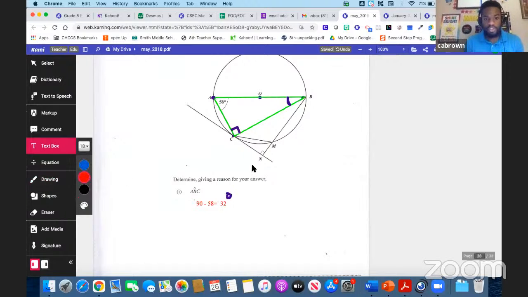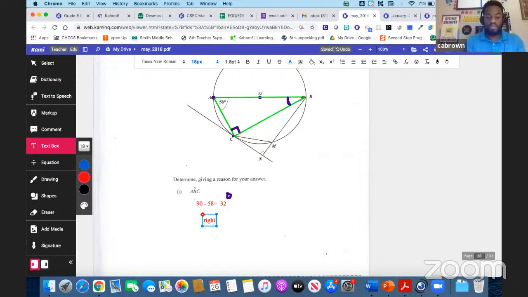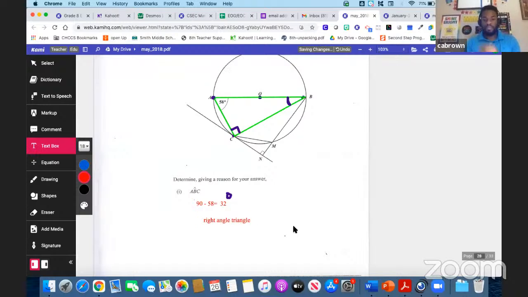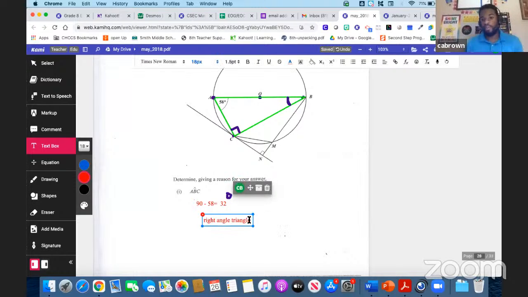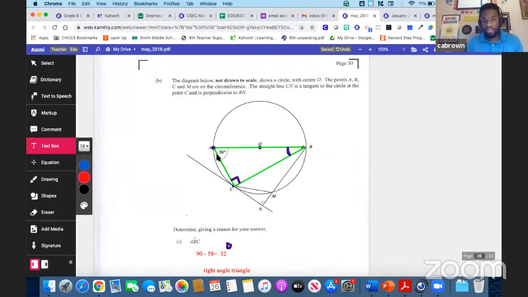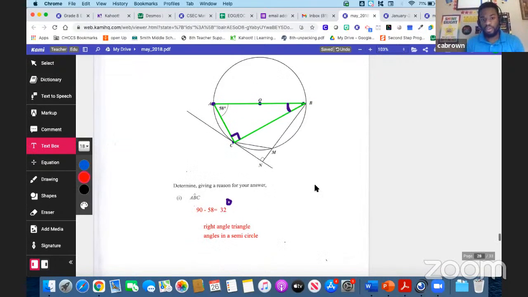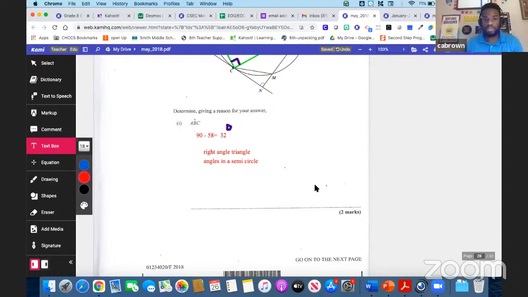And the reason we know it's 32, remember you asked for a reason, is because this is a right angle triangle. We're doing circle theorem, so you could say angles in a semicircle form a right triangle. And the reason why I knew it was a right triangle right away is because this information right here, AOB, is the diameter. It cuts the circle in half into a semicircle. So again, it forms a right triangle. So that's 2 marks, easy 2 marks right there.